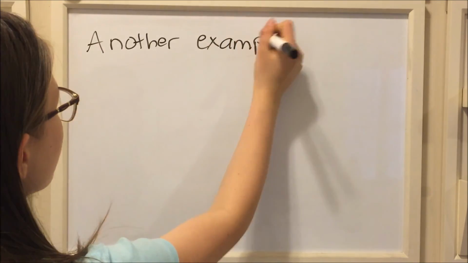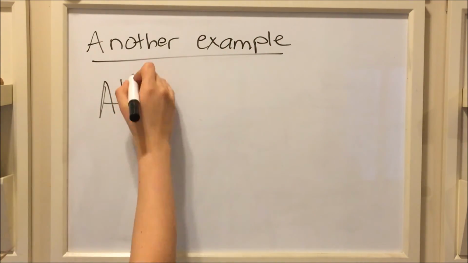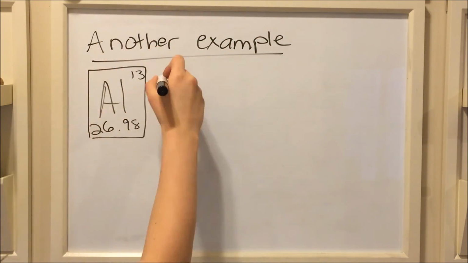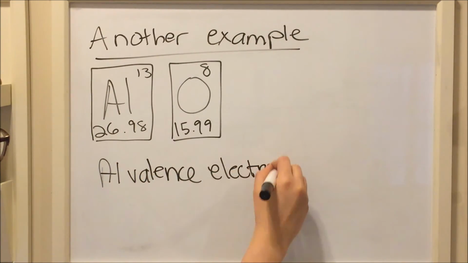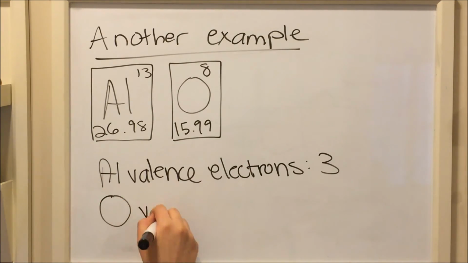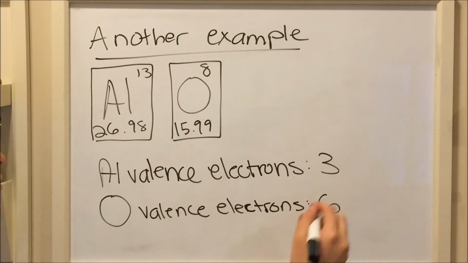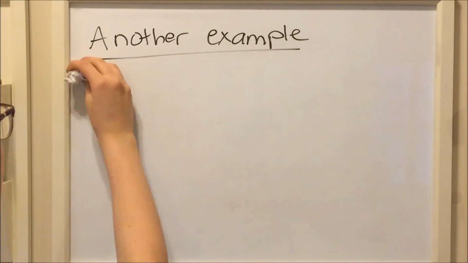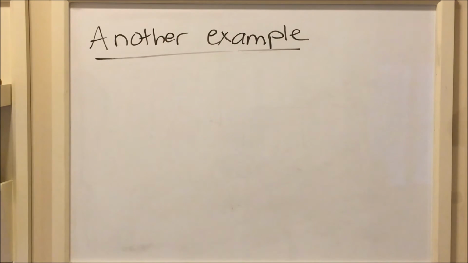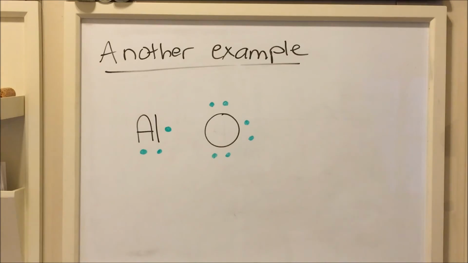Now that you know the basics, I'm going to show a little more complicated example. For this example, I'm going to be using aluminum and oxygen. Aluminum has 3 valence electrons and oxygen has 6 valence electrons. So we know what we're dealing with. I'm going to use the Lewis dot structure to make it a little bit easier and quicker. I'm going to draw an aluminum dot structure, which has obviously 3 valence electrons, and an oxygen Lewis dot structure.